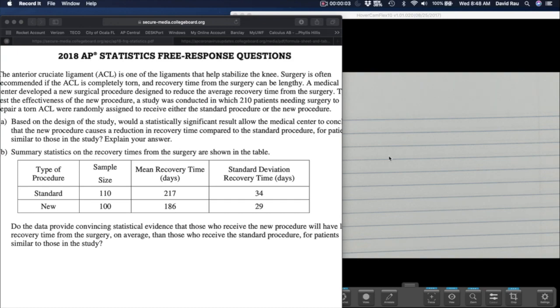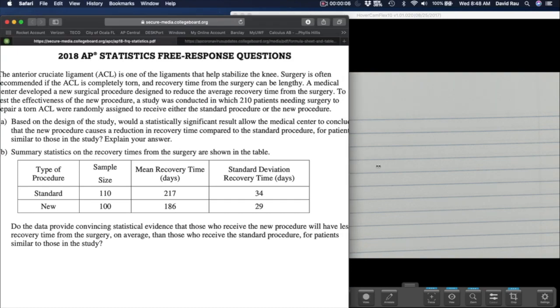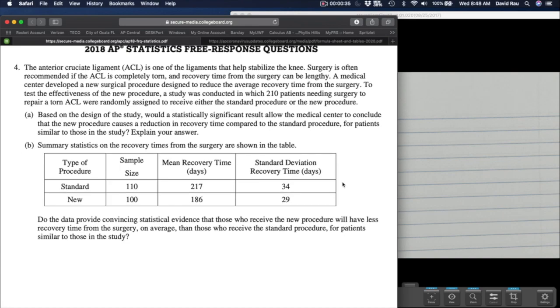All right, everyone, it's time to go over our last question that we're going to cover together in this year's AP questions. So part A says, based on the design of the study, would a statistically significant result allow the medical center to conclude that the new procedure causes a reduction in recovery time compared to the standard procedure for patients similar to those in the study?